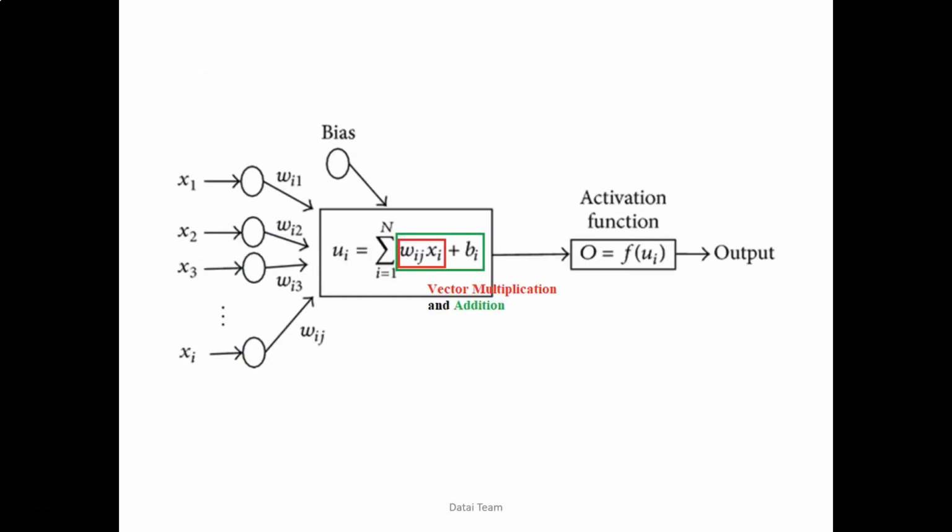Let's look at a machine learning example. We have an input and we have a weight. Our input is a vector, the vector x. It has x1, x2, x3 up to xi, and we multiply them with our weight and then we add our bias to get our output.